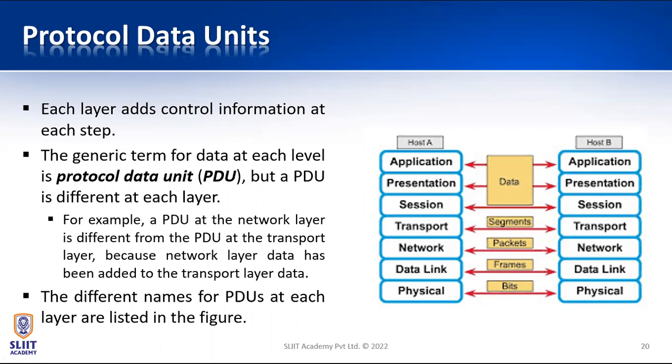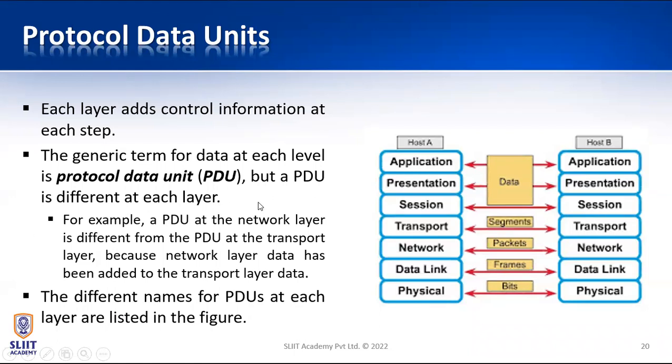From the data link layer, we know that we add a header and a trailer, so we call it a frame. Frames will be forwarded to the physical layer, but the physical layer will see all of this information in binary format, so we call the protocol data unit in the physical layer bits. So that's what we explained as protocol data units.